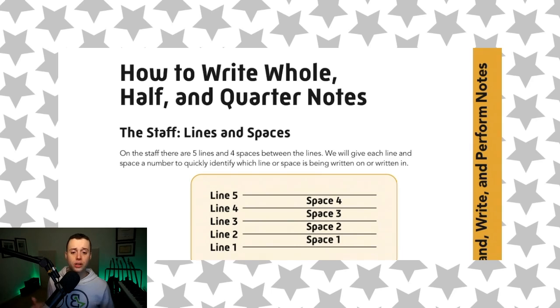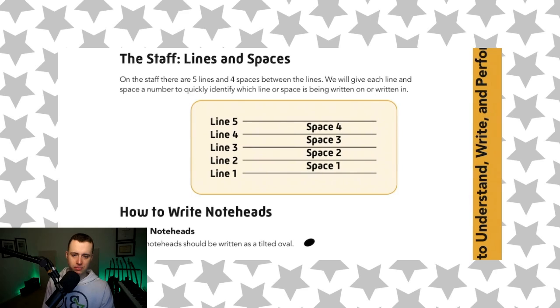In this lesson, you are going to understand how to write whole, half, and quarter notes. Those are the 3 types of notes we just talked about in the last lesson. But before we get there, we've got to talk about the staff. So in the staff, there's 5 lines and there's 4 spaces between the lines. Now to keep track of which line and which space we're talking about on the staff, we're going to give each line and each space a number.